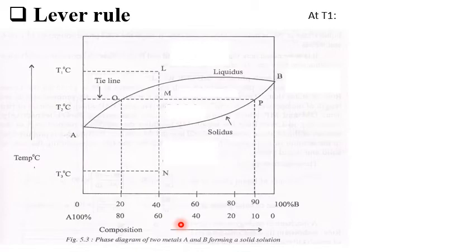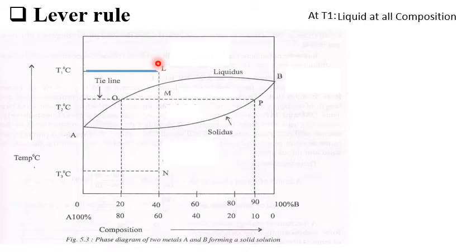Suppose I take a temperature T1. We already know there is only liquid present at this moment. We can say it is 100% liquid, which consists of an alloy composition of 40 and 60. If I take a composition 40-60 and a temperature T1, this is the intersection point, and easily we can say the number of phases present is only one, that is liquid.